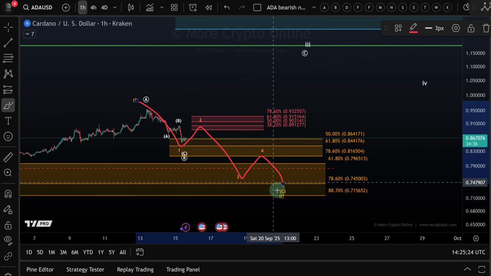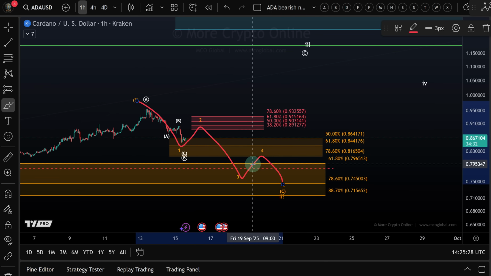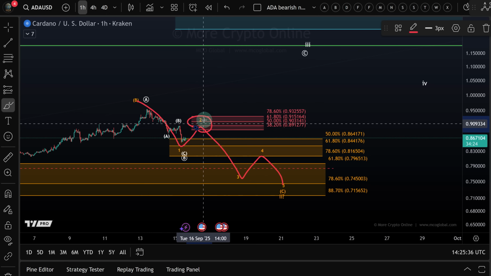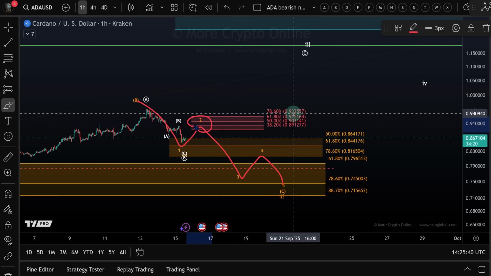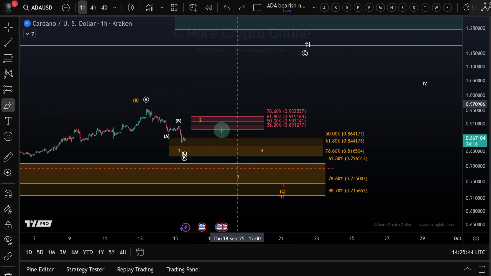So in this move to the downside then, to maintain that orange projection, the price should hold below resistance, because if we now see a bounce, for example, in orange wave 2, then the market should show a reaction here. We should not break above 93.2 cents. So that's what we're tracking currently here on the ADA chart.